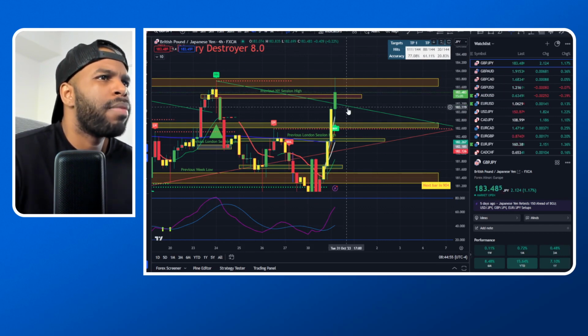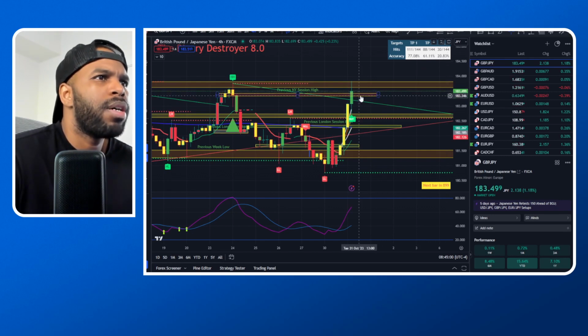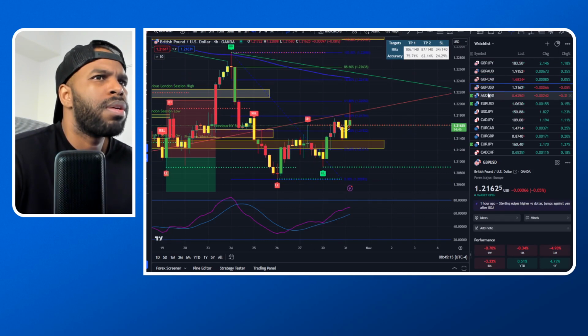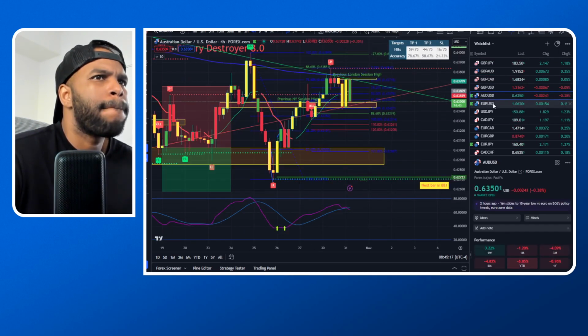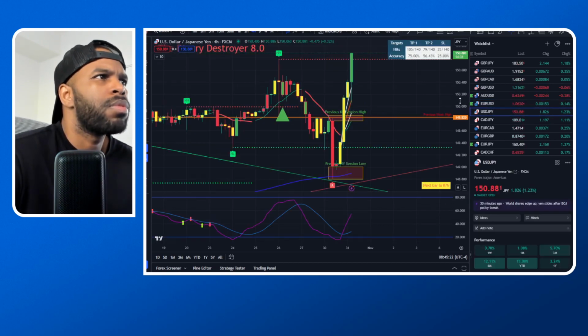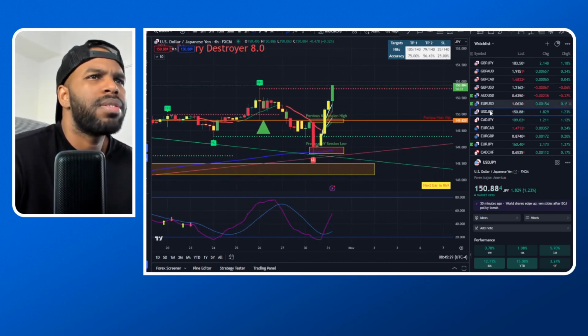GBP JPY. Okay, we are definitely in an uptrend on here because we broke this previous lower high, and we closed above it. Let me see what GA is doing. Okay. Euro USD, USD JPY. Looks like we are in an uptrend on that.